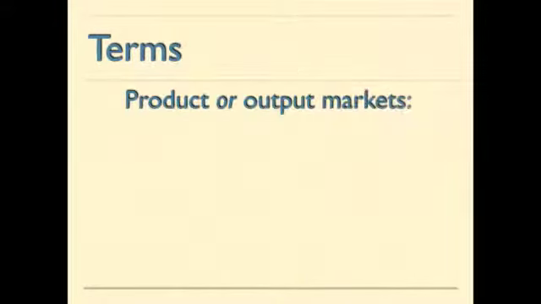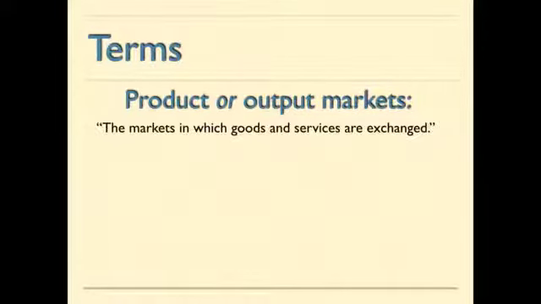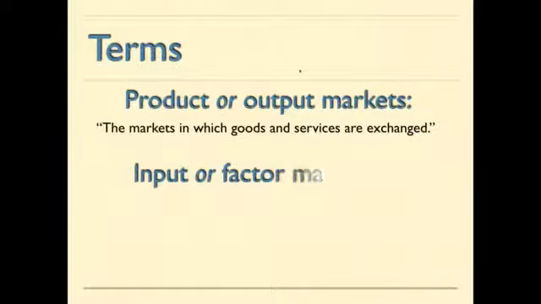Additionally, we need to know what the product market or the output markets are. These are the markets in which goods and services are exchanged. So when you purchase a computer, anything that you produce that's a good or a service, this exchange occurs in the product market, also known as the output market.